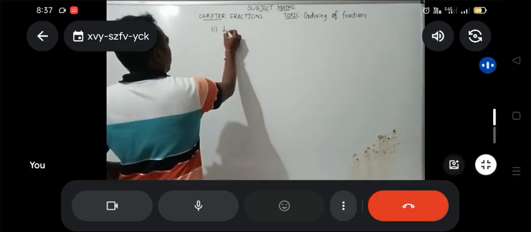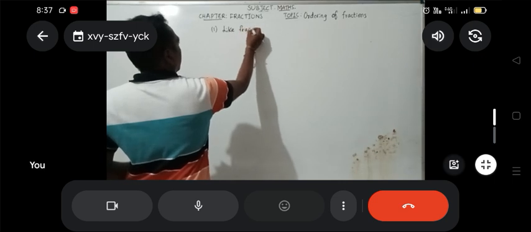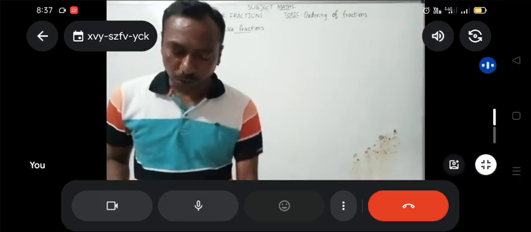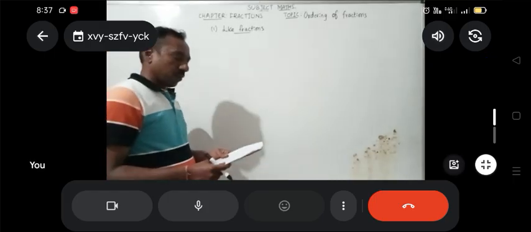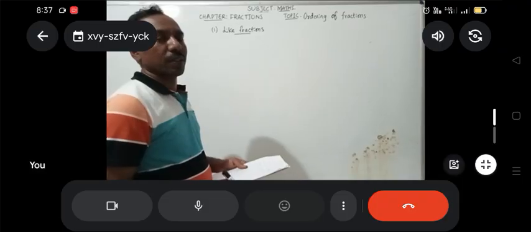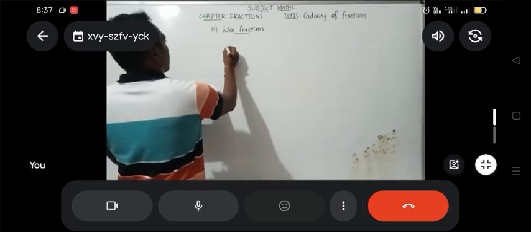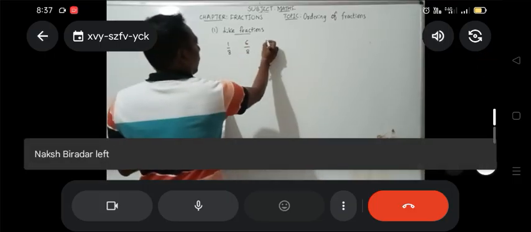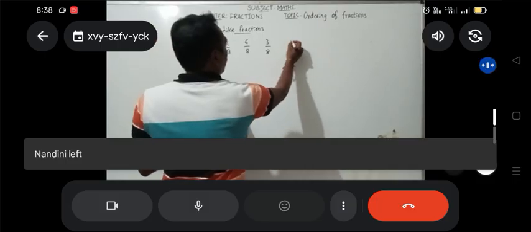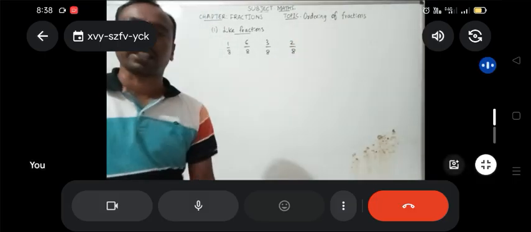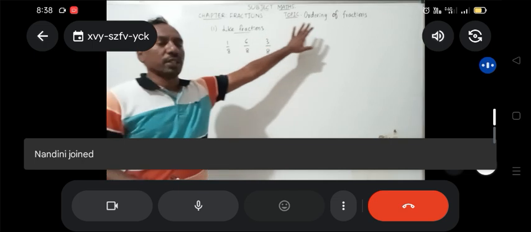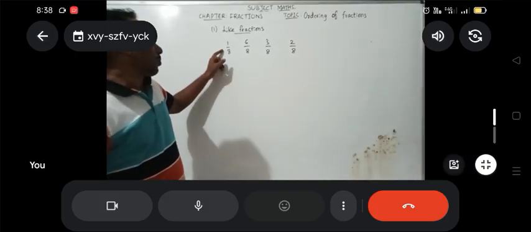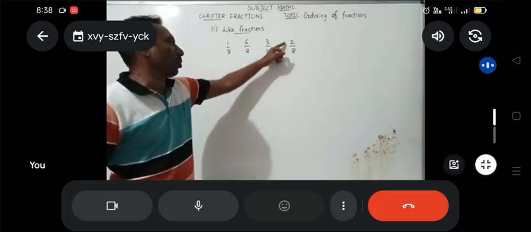In the first case, I would like to take like fractions. See, in like fractions, the denominator will be the same. We have to arrange the fractions according to their value. First, let me take 1 by 8. Second fraction is 6 by 8. Third one is 3 by 8. And next, 2 by 8. See, 4 fractions are given. We have to arrange these fractions in ascending order and descending order. 1 by 8, 6 by 8, 3 by 8, 2 by 8.